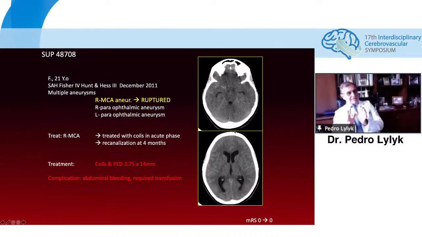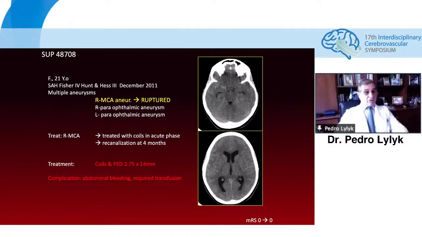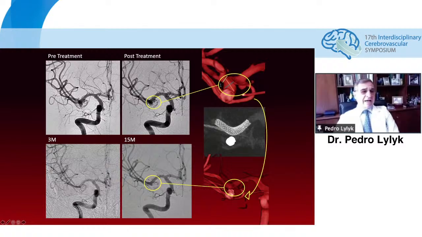I will show you the same thing, but with another approach. That young lady, we went in and tried with coils this ophthalmic aneurysm, and the aneurysm recanalized. So we had to reconstruct the artery with a very small Pipeline, 2.75 by 14. As you can see here, this is a recanalization there. This is 3 months after: the aneurysm is already gone, but all the arteries remain open. So there is flow modulation through it.